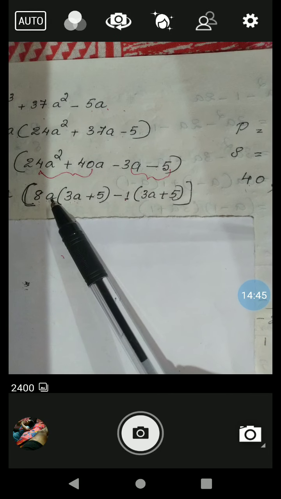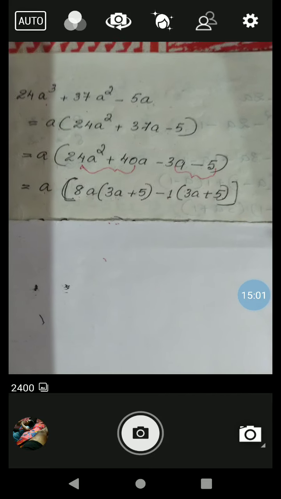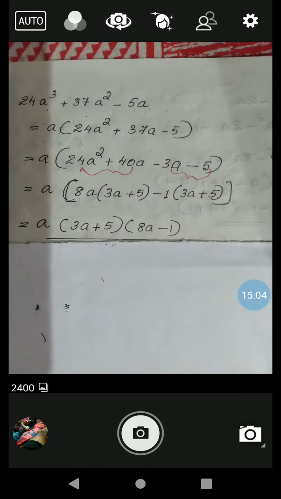You will get 8a into... in these two terms, 8a is the common factor. So you can take it outside. Inside, 3a plus 5. Here, in these two, you can take minus 1 outside. What is inside? 3a plus 5. Now you can see 3a plus 5 is a common factor. Take it outside, and you will get the result a into 3a plus 5 into 8a minus 1.